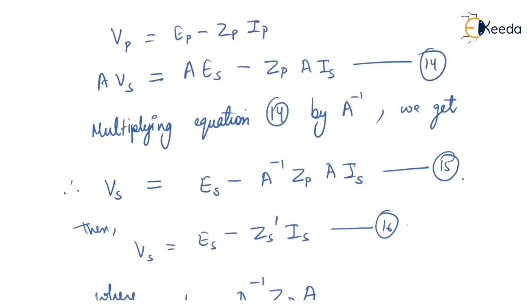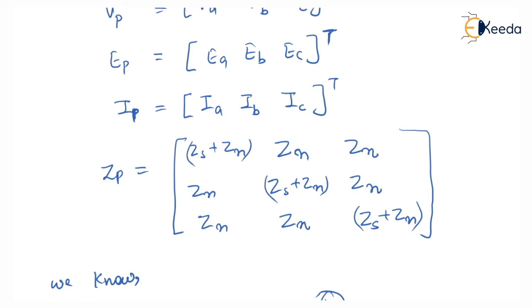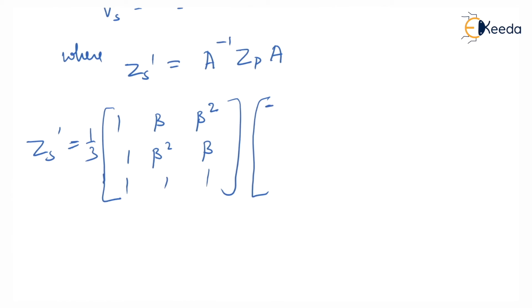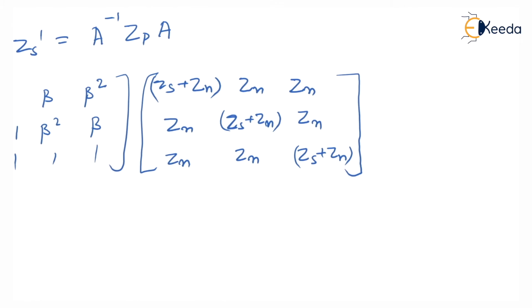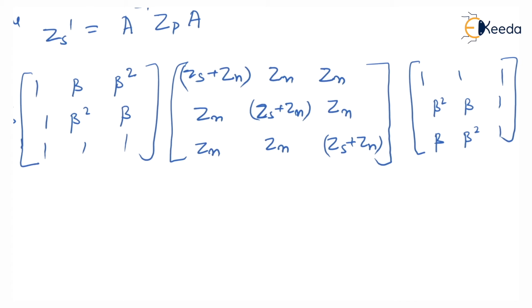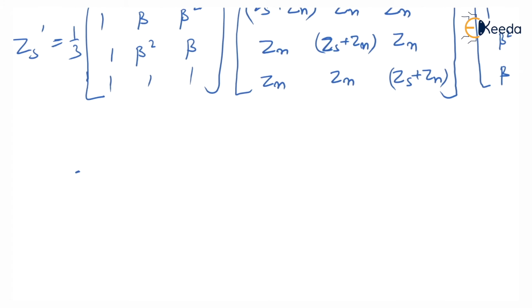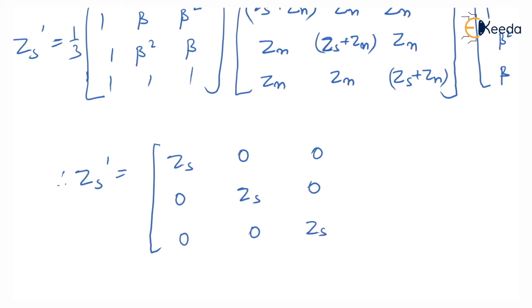Zt is equal to the matrix [Zs plus Zn, Zn, Zn; Zn, Zs plus Zn, Zn; Zn, Zn, Zs plus Zn] into A, and we know A is equal to [1, 1, 1; beta square, beta, 1; beta, beta square, 1]. So if you multiply all this, you'll get Zs dash equal to [Zs, 0, 0; 0, Zs, 0; 0, 0, Zs plus 3 Zn].